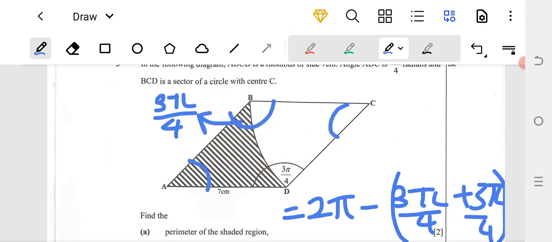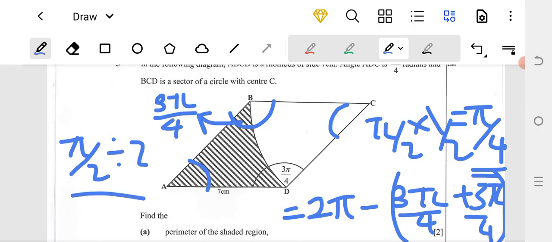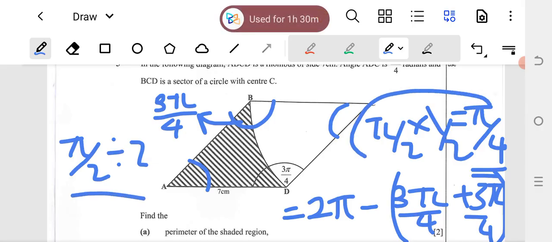If you want to find the value of one angle, you say pi over 2 divided by 2, or pi over 2 multiplied by half, which is going to give you pi over 4. So if you answer this one well, it's also going to give you pi over 4. So what we are concentrating on is pi over 4.